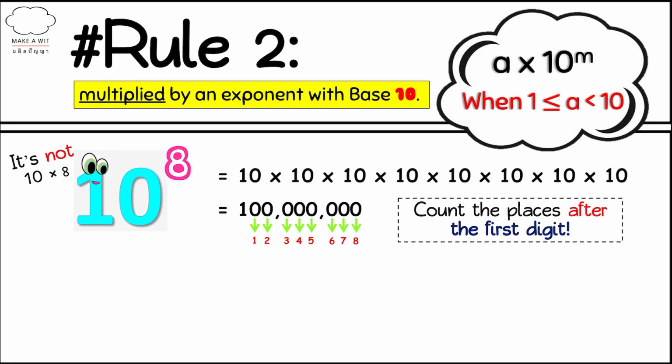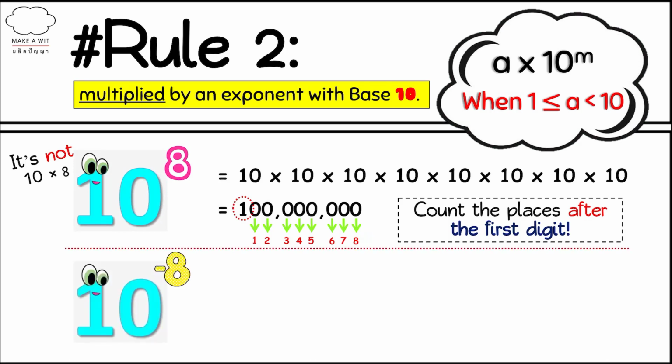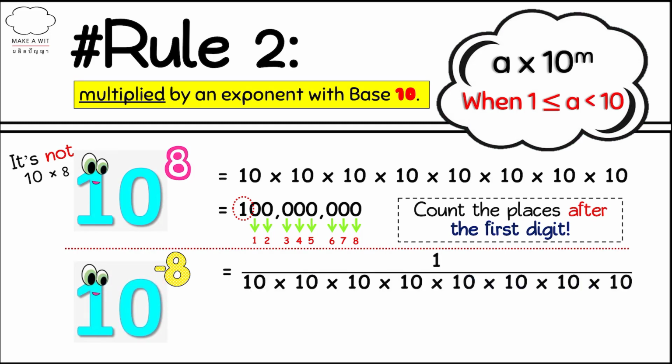Now, next, what about this? Oh, you count the places after the first digit, okay? If it's a positive power on the base 10, you count it after the first digit. This is the first digit, okay? The number on your left. Alright, but what about this one? The negative power, or negative exponent. Same, base number is number 10, 10 to the power of negative 8. So now it's just like this, 1 divided by 10. How many times? 8 times, see? So it's just like 10 times together, 8 times.